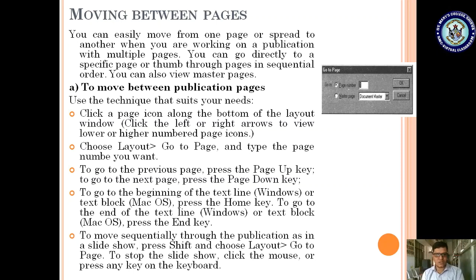To go to the end of the text line, press the Windows key, or text block, Mac OS, press the end key. If you press the home key, automatically it will go to the beginning of the text line. If you press the end key, it will go to the end of the text line. Okay, to move sequentially through the publication as in a slideshow, press shift and choose layout, go to the pages. To stop the slideshow, click the mouse or press any key on the keyboard.